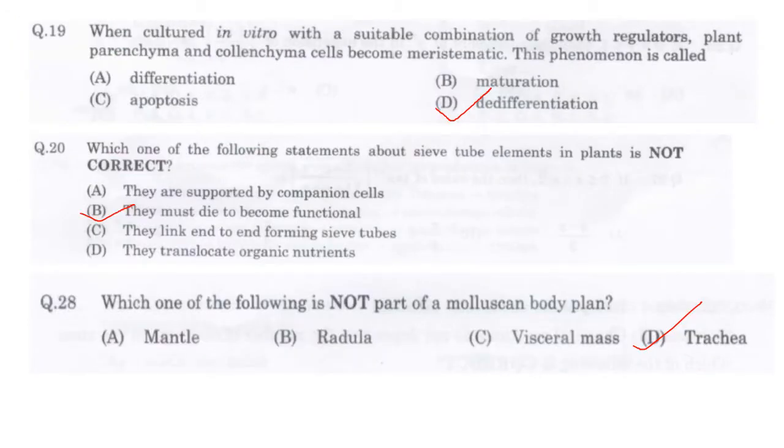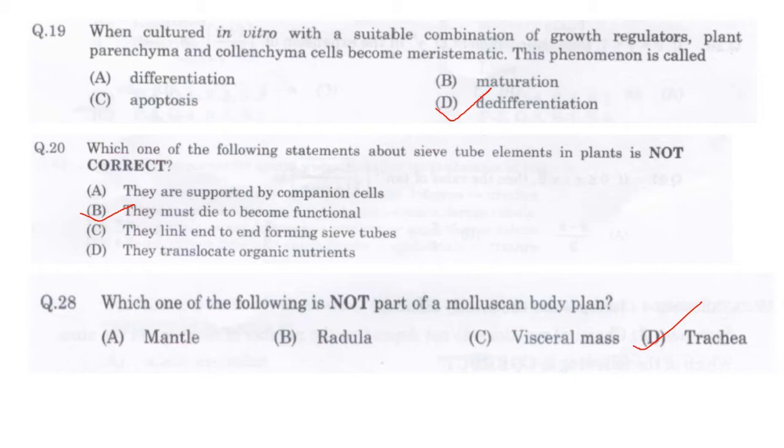Next one. When cultured in vitro with a suitable combination of growth regulators, plant parenchyma and collenchyma cells become meristematic. This phenomenon is called as, answer is option D, dedifferentiation. It's a direct question. Then coming to the next one.